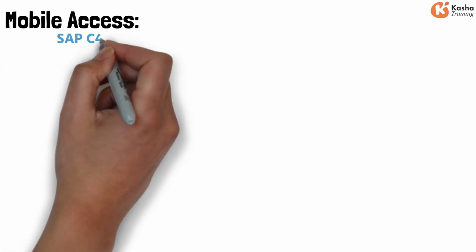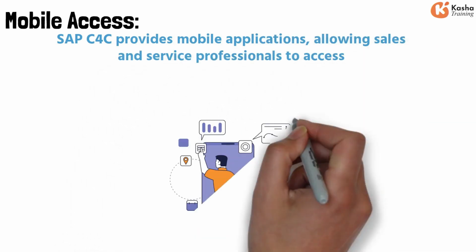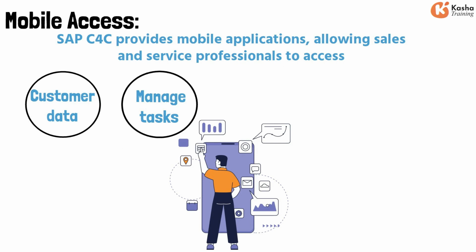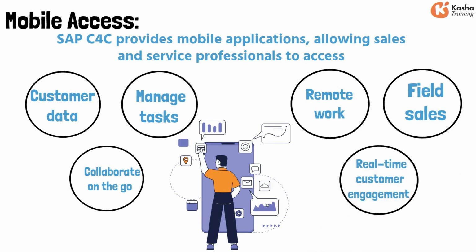Mobile access. SAP C4C provides mobile applications, allowing sales and service professionals to access customer data, manage tasks, and collaborate on the go. Mobile access supports remote work, field sales, and real-time customer engagement.